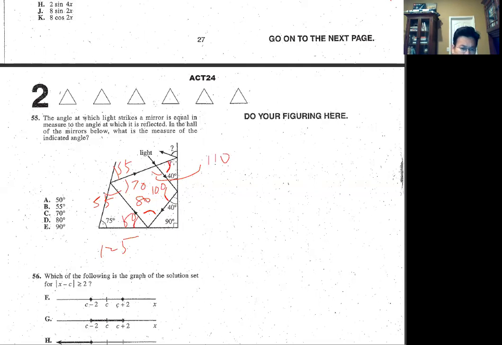That means this one is now 110 plus 40. Oh no, 110, this is 70 now. This is 70. So 70, 40 is 110, so the inside of this one is now another 70. So see, 70, which is equal to this 2.